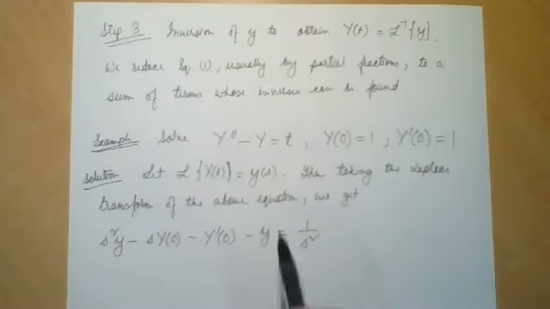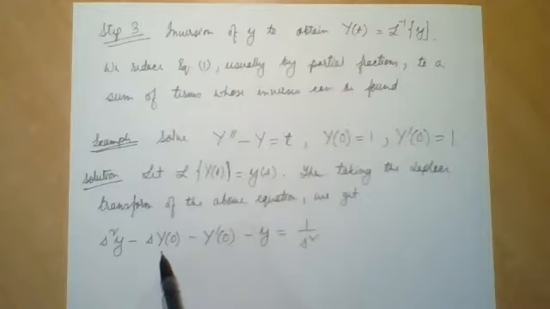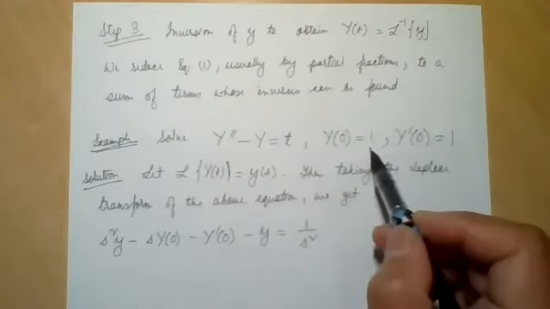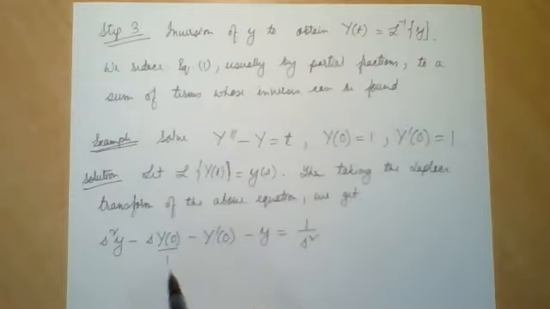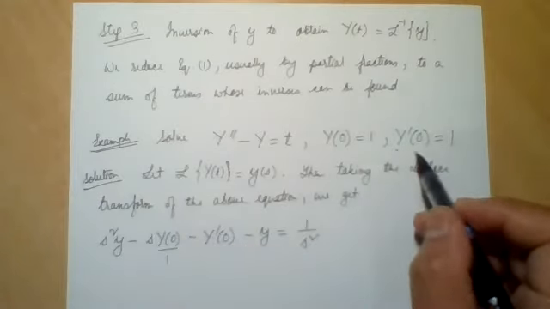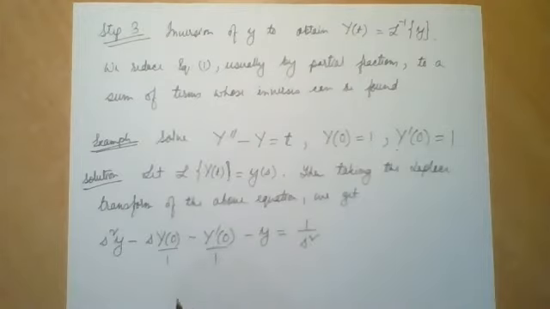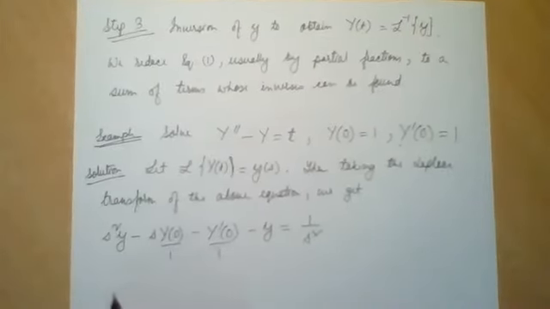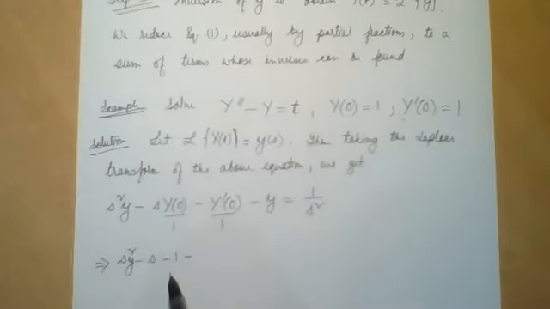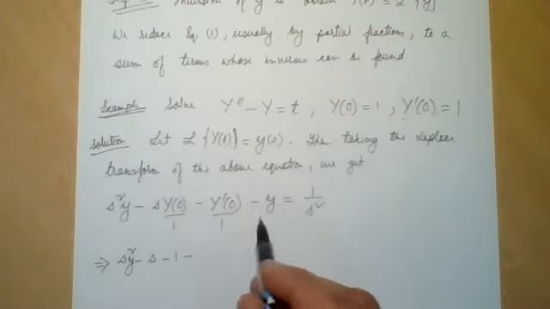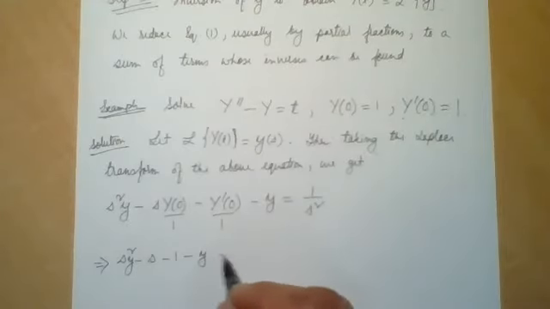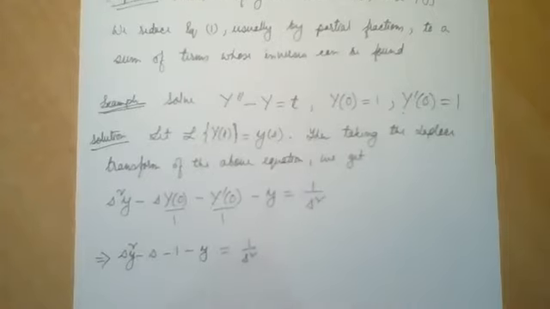Okay, now let us substitute these values. Y0, that is the initial value of y, is given as 1. Similarly, the initial value of y prime is also equal to 1. So this implies s square y minus s minus 1 minus y is equal to 1 by s square.